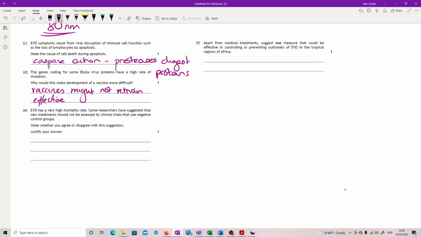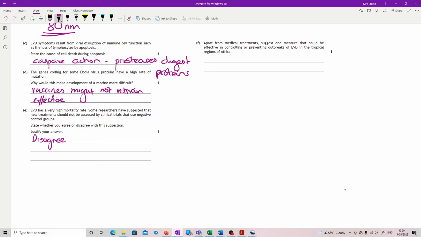Okay, EVD has a very high mortality rate. Some researchers have suggested that new treatments should not be assessed by clinical trials that use a negative control group. State whether you agree or disagree with the suggestion and justify your answer. Okay, so whether you believe in almost pure science or whether you don't want people to die. So you could go with the I disagree.